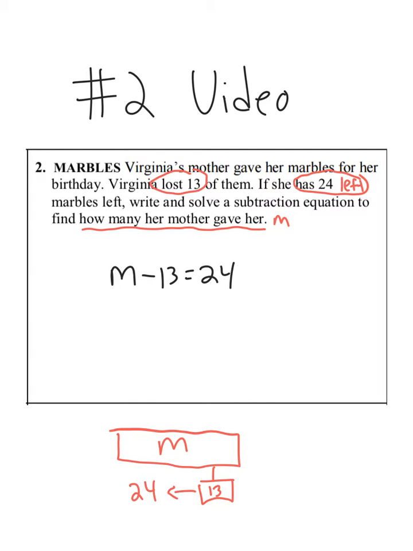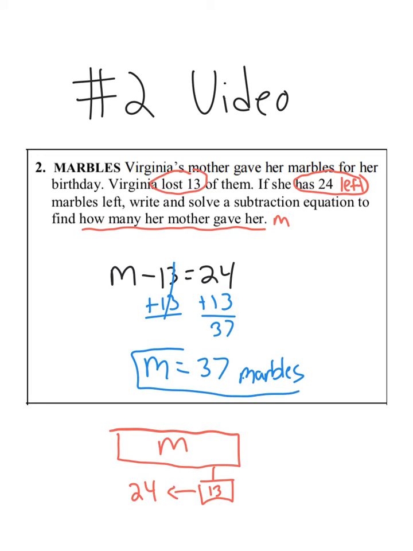Now I'm going to solve it. I'm going to add 13 to each side. Cancel. M equals 37 marbles. So she started with the 37 marbles her mom gave her.